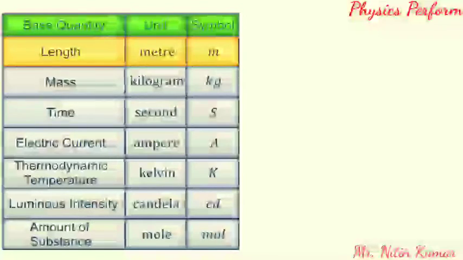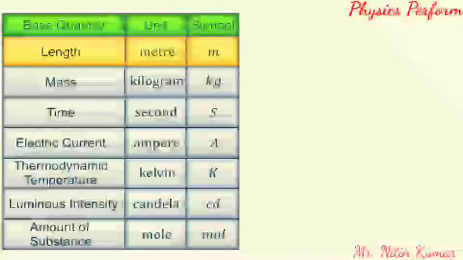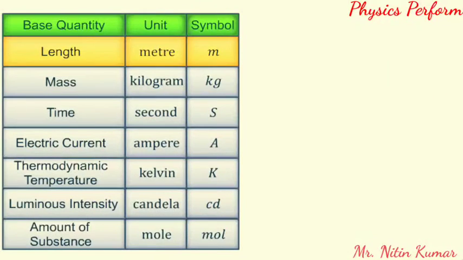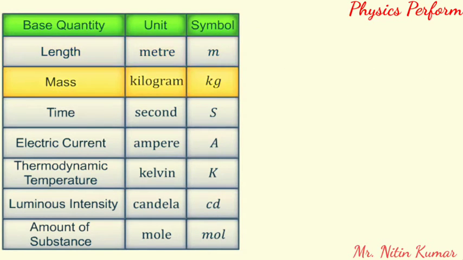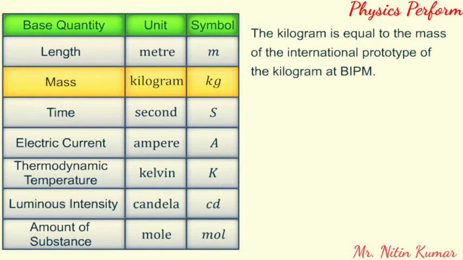Length is measured in meters, denoted by the small letter m. Meter is the length of the path travelled by light in a vacuum during a time interval of approximately 300 millionth of a second. Mass is measured in kilograms, denoted by the small letters kg. Kilogram is equal to the mass of the international prototype of the kilogram, a platinum iridium alloy cylinder kept at the International Bureau of Weights and Measures at Sèvres, near Paris in France.